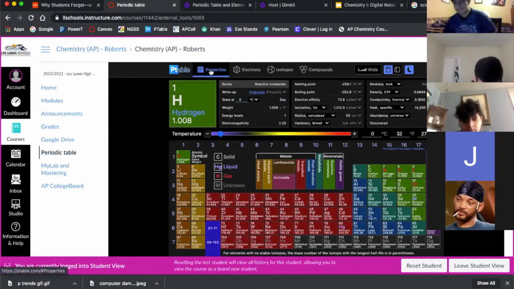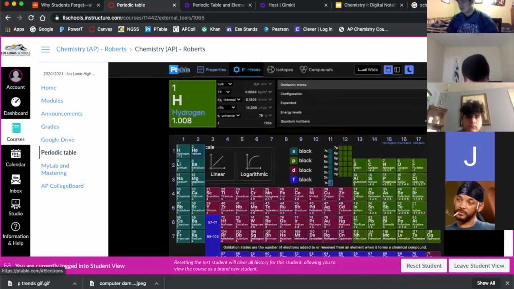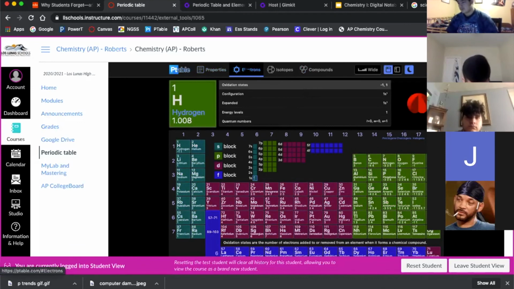If you look at the very top, there are 4 different windows that you can look at. You can look at properties, electrons, isotopes, or compounds. What are we concerned about right now? Are we concerned about properties like melting and boiling point? Not for topics 1.5 and 1.6, right? We're concerned with the electrons. So if you click on electrons, it's going to bring you into our new Aufbau principle or quantum mechanics model, which is a little bit more confusing, right?